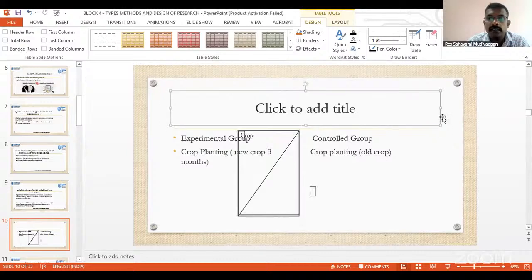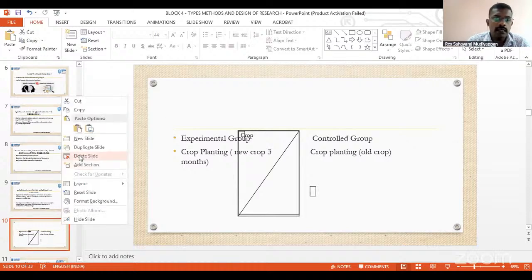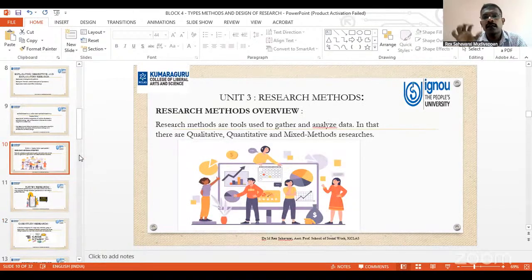So it has the control group as well as the experimental group. When you say experimental research, it should have a control group and an experimental group. Otherwise, it cannot be considered as participatory research. Clear?